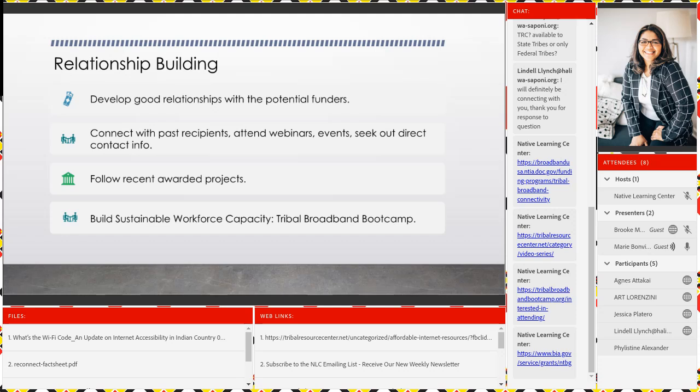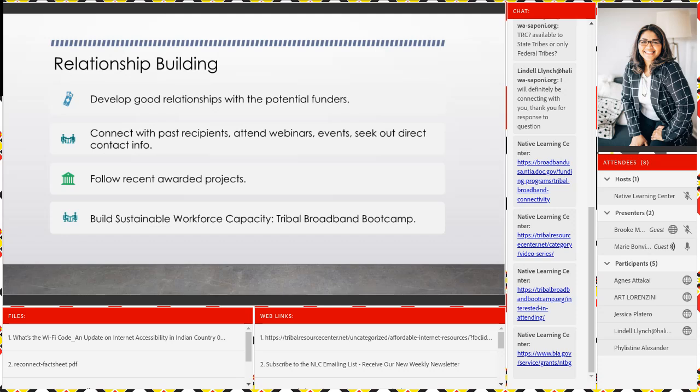I mean, typically what I do is always work backwards and say, okay, who was awarded what? What did their project design look like? What was their scope of work? And sometimes folks are very willing to share that information with you. And then again, as we talked about earlier, sustainable workforce capacity, right? So what does that look like?